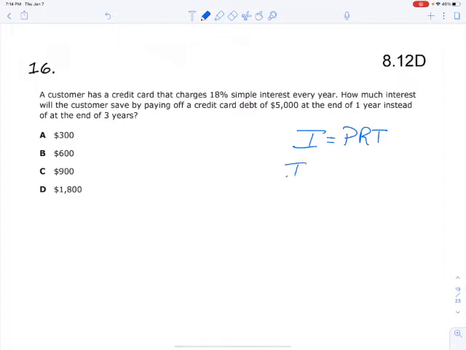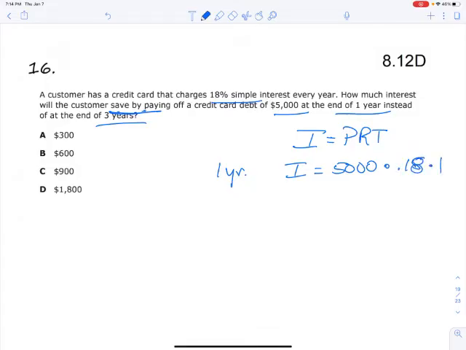Okay, so we end up with I is equal to, principal is $5,000. Now this one is a two-part problem because it says, how much would the person save by paying off the principal of $5,000 at 18% simple interest at the end of 1 year instead of 3 years? So we've got to find how much for 1 year. Okay, so that would be interest is equal to 5,000 times my interest rate of 0.18, not 15, times 1 year. And if we do that, we end up with an interest of $900. That's how much interest you'd pay.